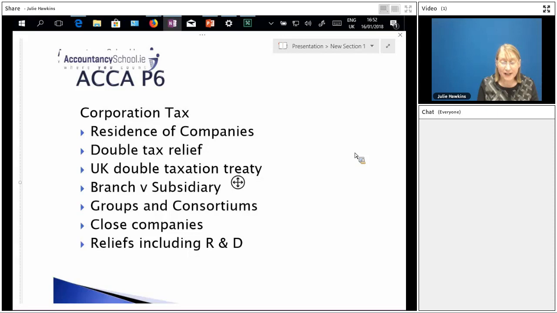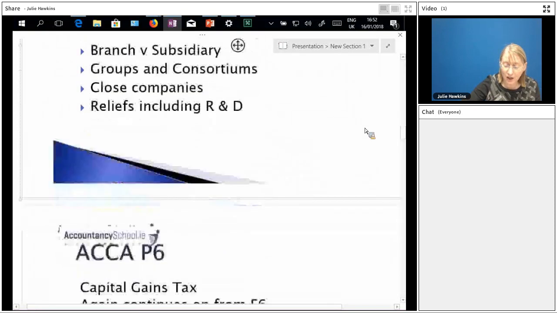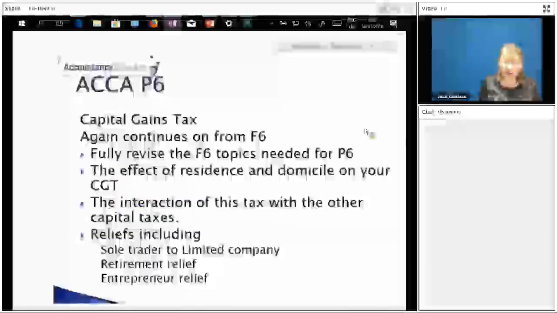We look at the taxation of closed companies. And we look at major reliefs that we didn't do in F6, like R&D, research and development. We also do a lot more on our capital gains tax.